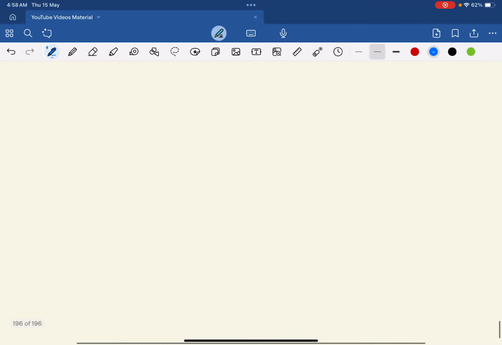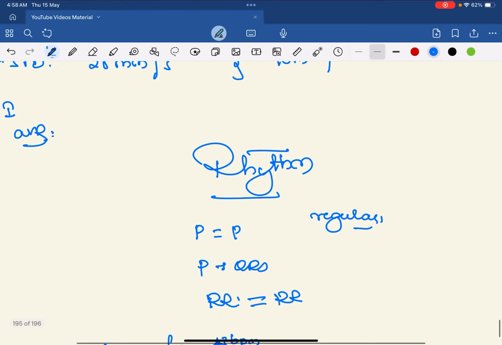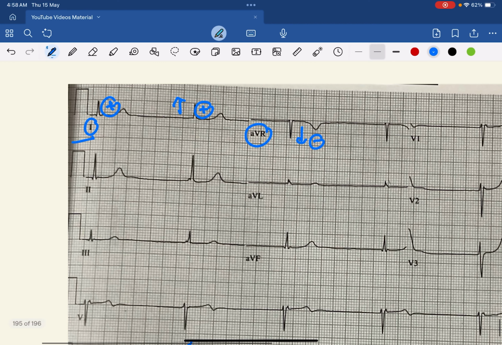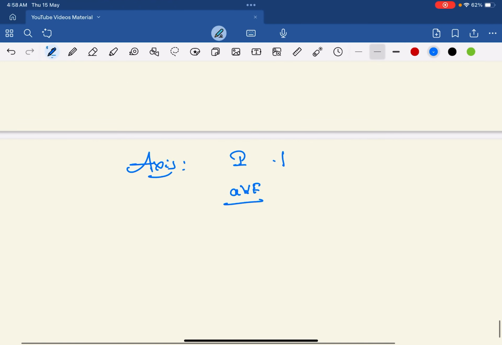After rate, you have to calculate the axis. For that, the simple way is to see lead 1 and lead aVF, and look at the QRS complexes, whether they are predominantly upward or predominantly downward. Here lead 1 is predominantly up, as I already told. And in lead aVF, the QRS complex is also predominantly positive. So both are up, which means it is a normal axis.